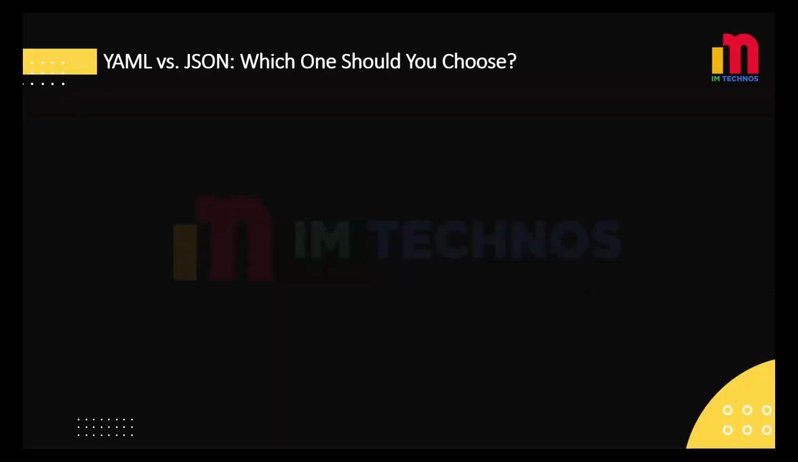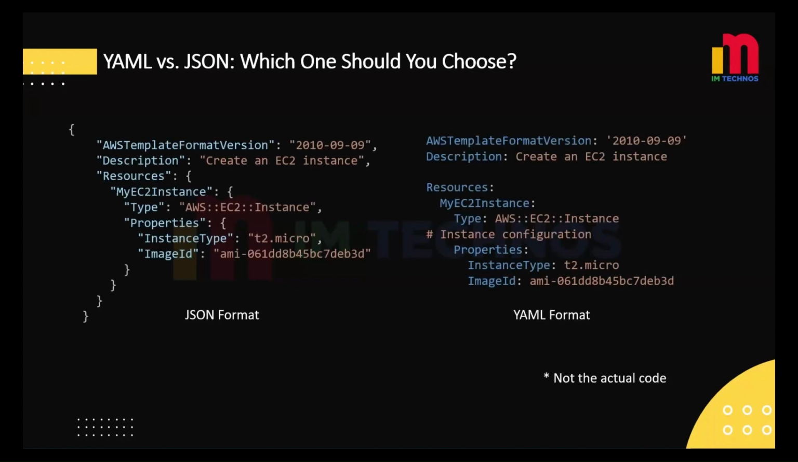So YAML or JSON, which one should you use? Let's compare both formats. Here is a sample code for both JSON and YAML. JSON uses braces, square brackets, and double quotes to structure the data and define values. In contrast, YAML relies on indentations like spaces for its structure. No braces or quotes are needed unless absolutely necessary.